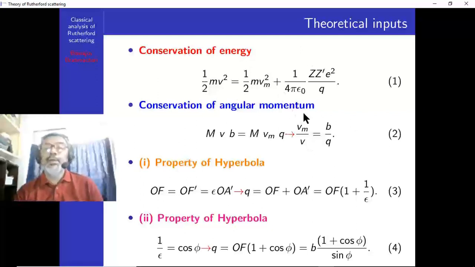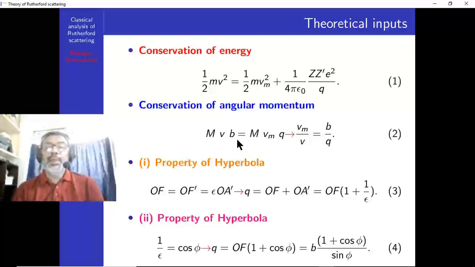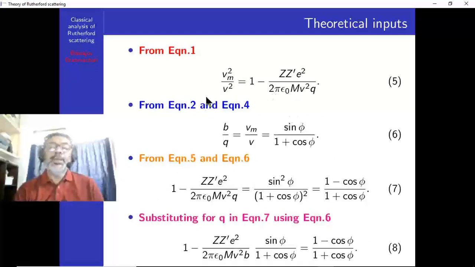So there is a possibility of eliminating these velocities, and the property of hyperbola that we have already discussed, b by q equal to sine phi by 1 plus cos phi. Using these relations, we will manipulate and express the relation in terms of the variables which are measured experimentally. That is important. We have to express the relation in terms of the measurable variables. So first of all, let us find this ratio Vm square by V square.